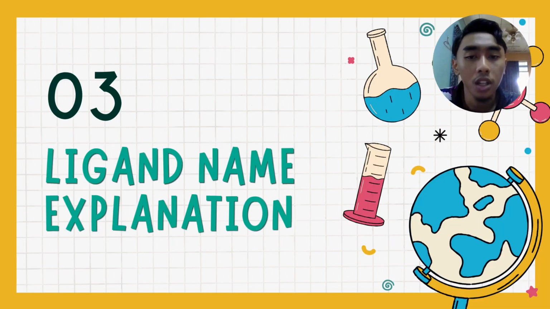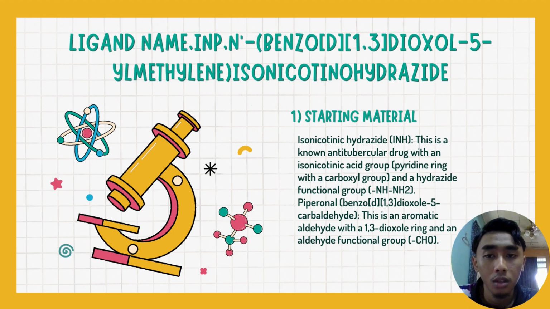The third question is the ligand name explanation. For the ligand name, which is INP, there are several steps to create this ligand. The first one is the starting material. Isonicotinic hydrazide, which is INH, is a known anti-tubercular drug with an isonicotinic acid group, which is a pyridine ring with a carboxyl group and a hydrazide functional group. Then piperonal, benzo[d][1,3]dioxole-5-carbaldehyde, is an aromatic aldehyde with a 1,3-dioxole ring and an aldehyde functional group.